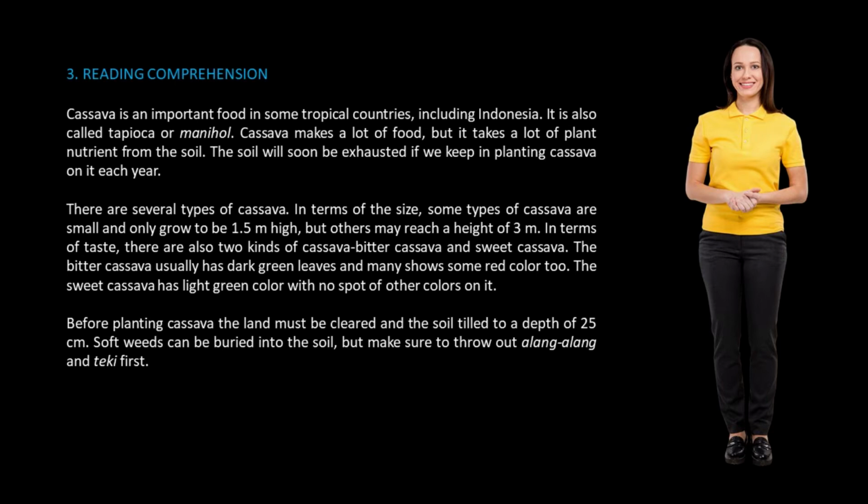Before planting cassava, the land must be cleared, and the soil tilled, to a depth of 25 centimeters. Soft weeds can be buried into the soil, but make sure to throw out alang-alang and tiki first.